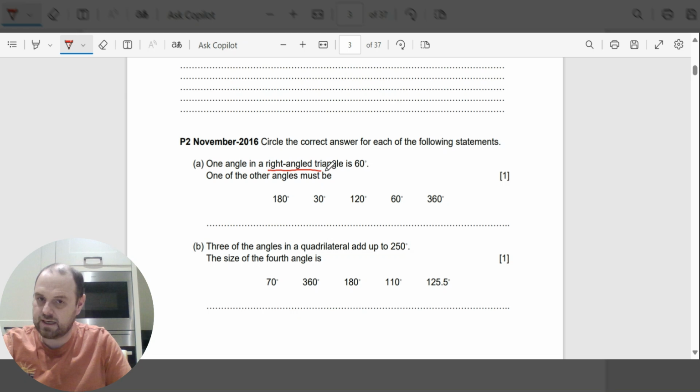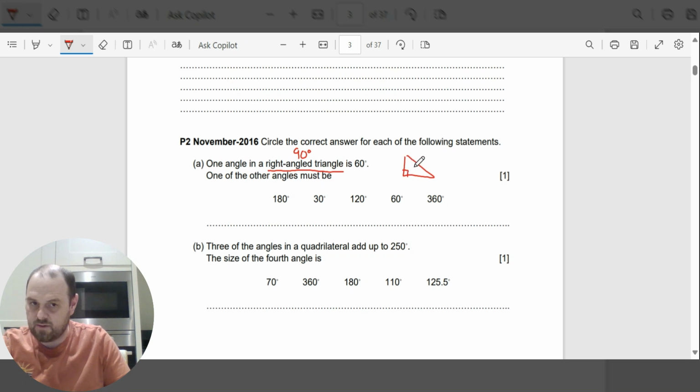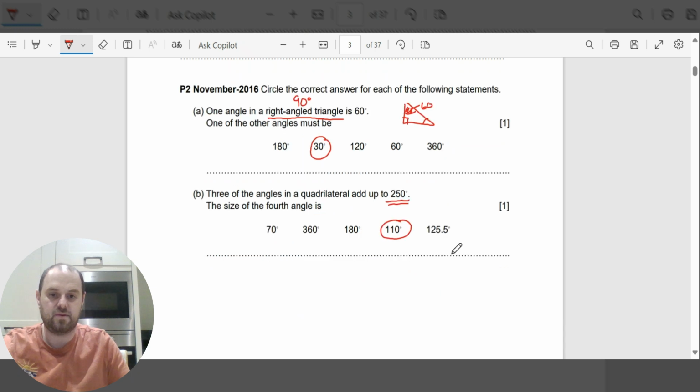In a right angle triangle, one of the angles is 90, right? Then it says one of the others must be 60, and your job is to find the third angle. Well, they've got to add up to 180, so the third angle must be 30. And three of the angles in a four-sided shape add up to 250. So to make them add up to 360, the other must be 110.